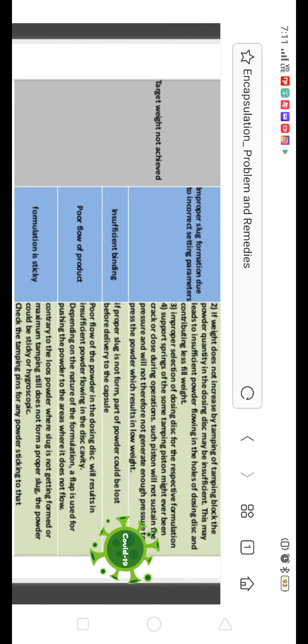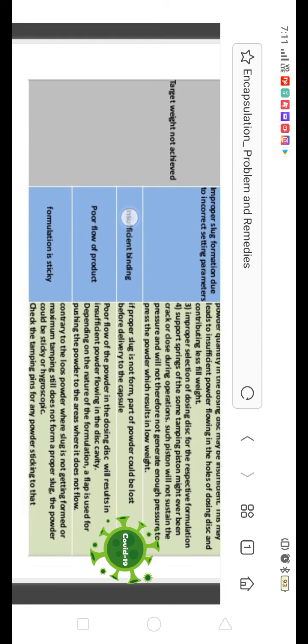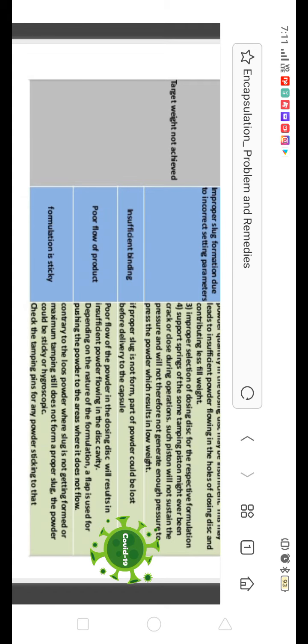cracked or broken during operation. Such a piston will not sustain the pressure, and it will not generate sufficient pressure on the powder to prepare a slug, so it gives you loss in the weight. Sometimes insufficient binding causes weight variation. So if a proper slug is not formed, then part of the powder will be lost before delivery to the capsules. Again, poor flow property will give you poor weight variation.